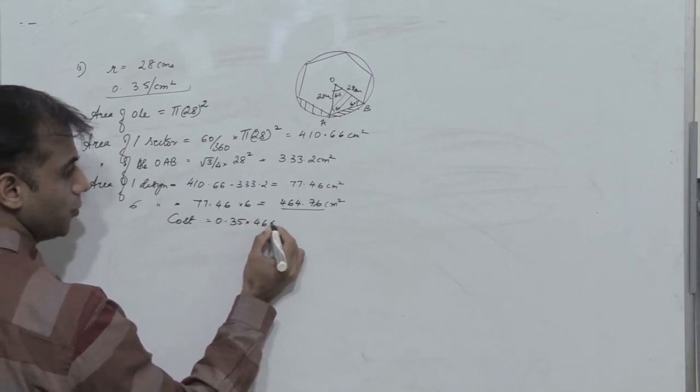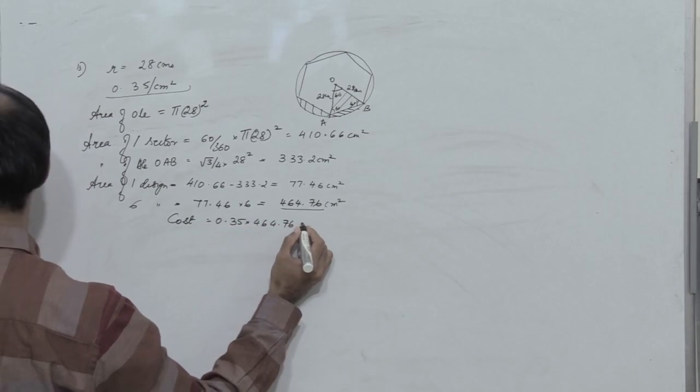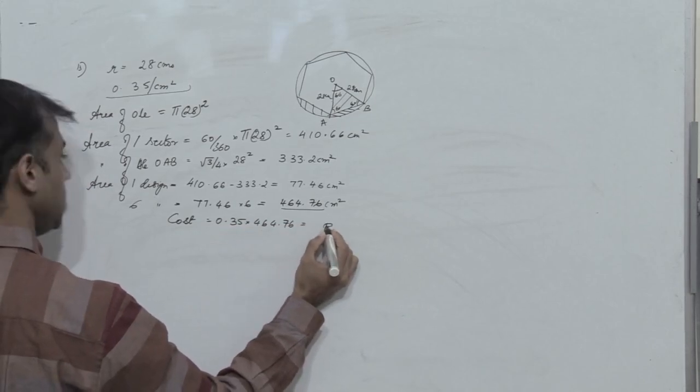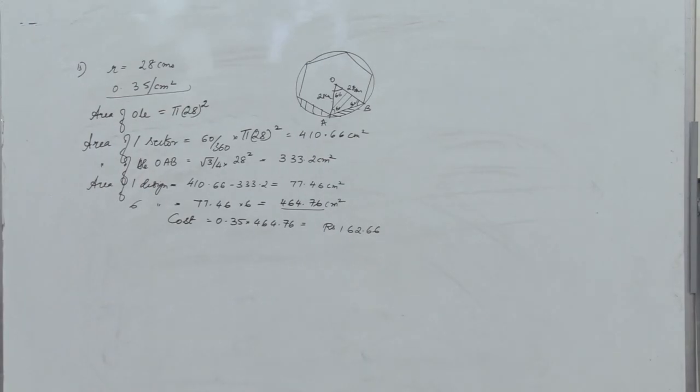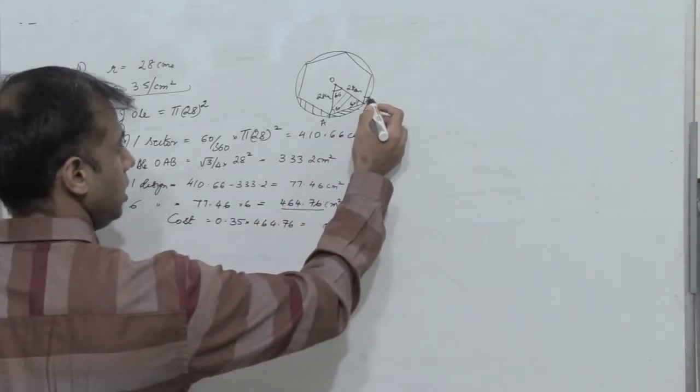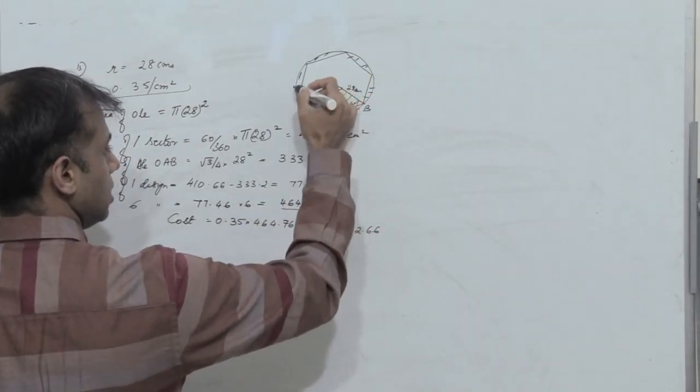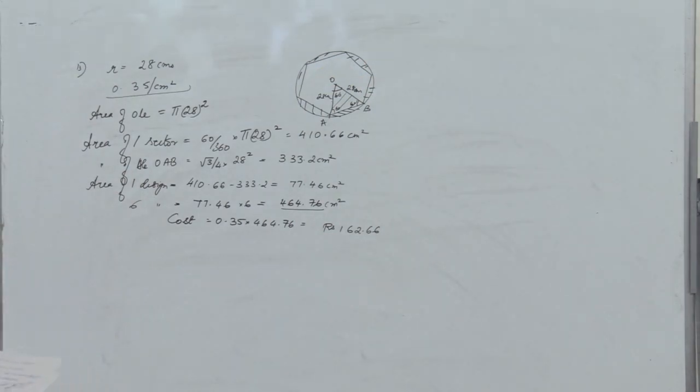So the cost is 0.35 into 464.76. So that gives us rupees 162.66. So the entire cost to make this design is rupees 162.66.